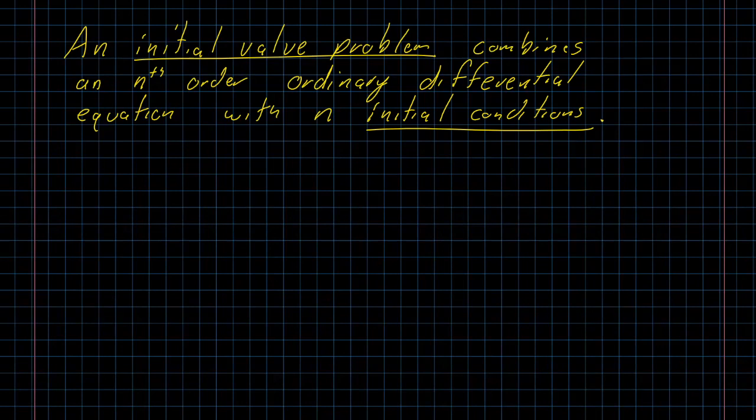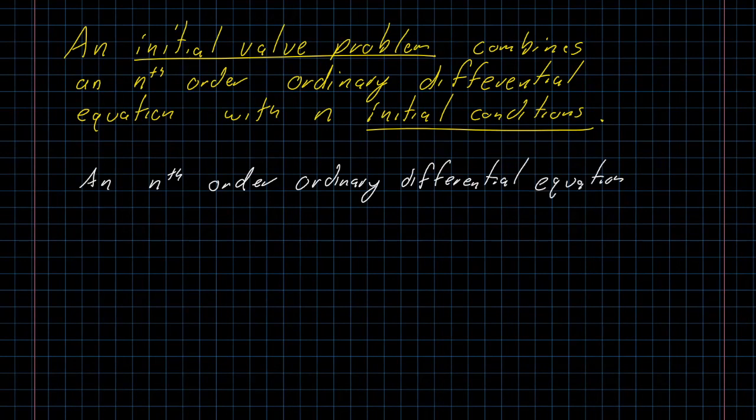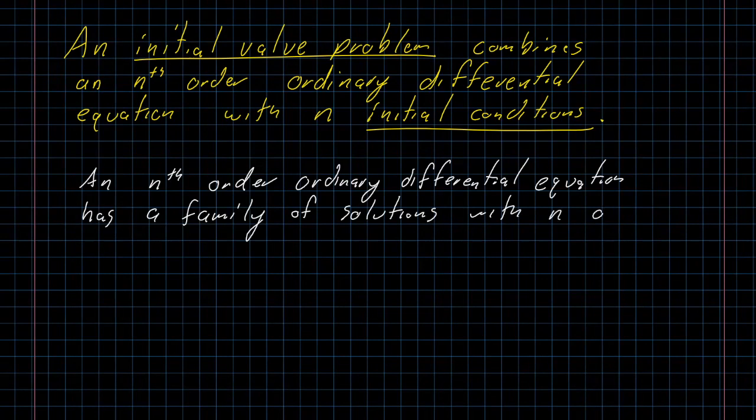An initial value problem combines an nth order ordinary differential equation with n initial conditions. All right, some theory here. If you're really interested, we can prove that these things are true, but I don't find the proof to be all that interesting, so I'm just going to gloss over it. An nth order ordinary differential equation has a family of solutions with n arbitrary constants.